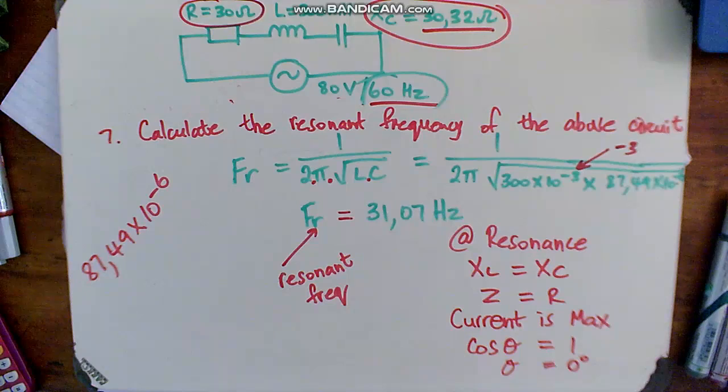I'll repeat. XL is equal to XC. Z is equal to R. Current is therefore maximum. Cos theta equals 1. And the phasor angle being equal to 0.